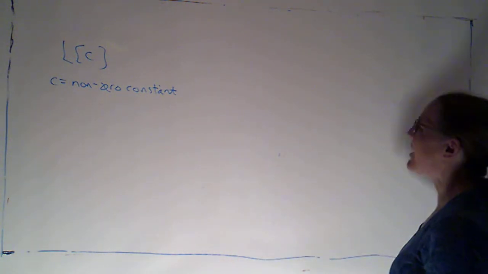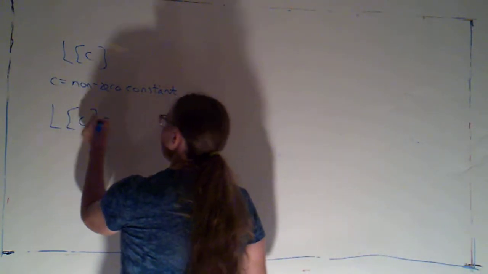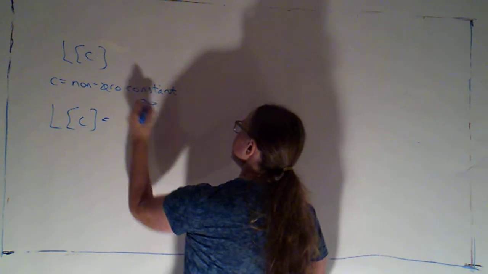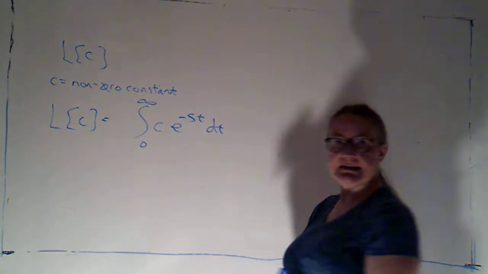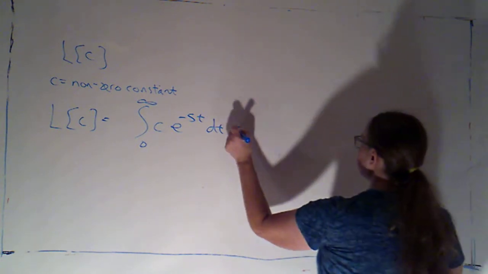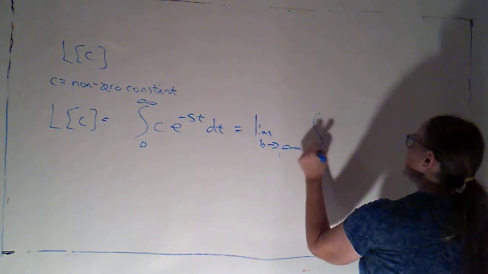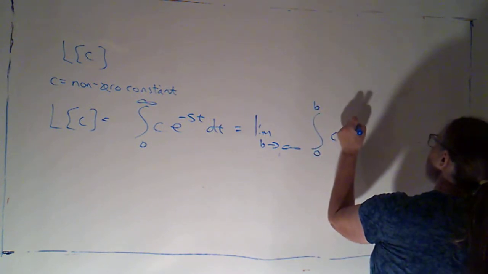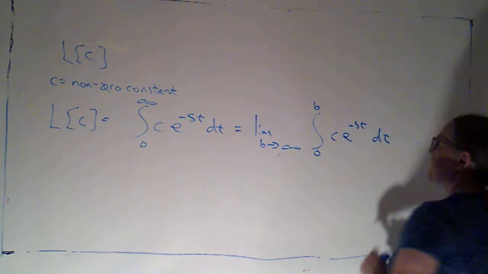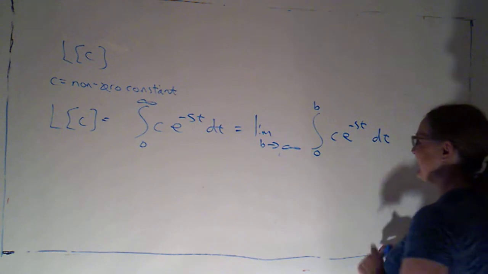Okay, so the Laplace transform of c, by definition, is the integral from 0 to infinity of c times e to the negative st dt. And I'm going to immediately rewrite that as the limit as b goes to infinity of the integral from 0 to b of c times e to the negative st dt. That's very important. A few people were sloppy on that.